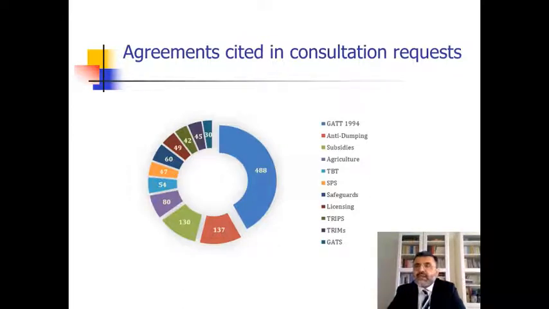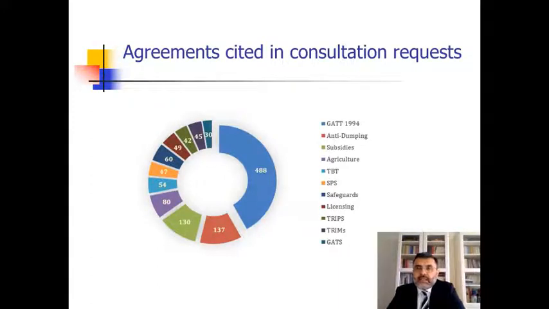Now, the most frequently challenged obligations or measures were under the GATT, right? So the highest number of claims were raised by WTO members under the GATT 1994. This is only normal, I think, because of the overarching, general nature of the obligations found in the GATT 1994 regarding trade in goods.